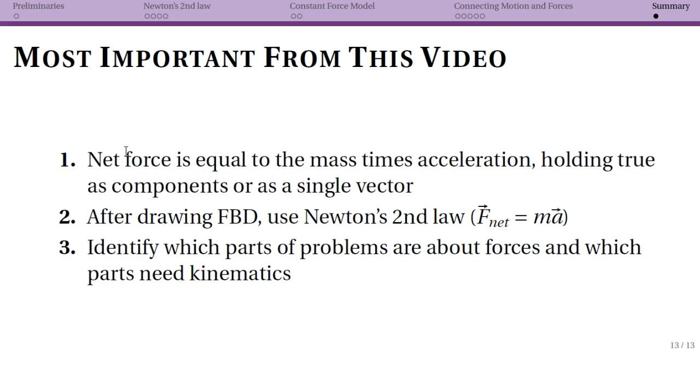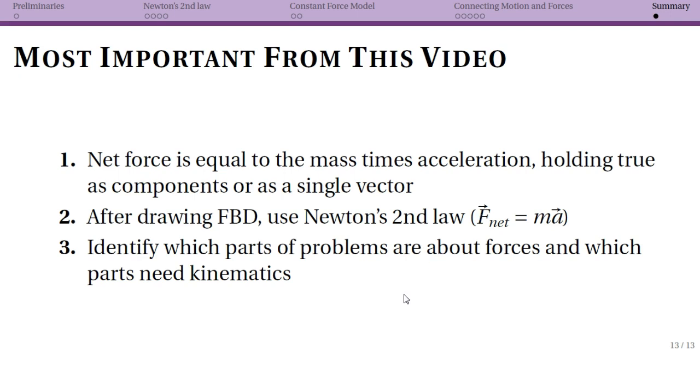Now again, it's important to draw your free body diagram, draw your free body diagram, draw your free body diagram. After you've done that, then you're going to be using Newton's second law, where you're relating your acceleration to your net force. Now, in the previous section of videos, we talked about this being 0 due to the equilibrium model, but now we're using the constant force model, so it's not 0, but it's some constant value.